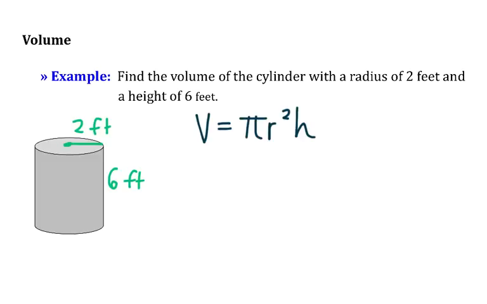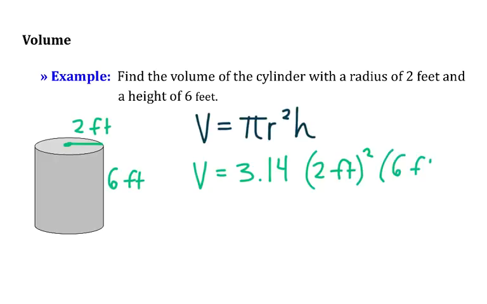So if we plug in these values into our formula for volume in general, remembering that pi can be approximated by 3.14, and the radius of 2 feet is squared, and the height is 6 feet. Again, just cleaning up my numbers, 3.14 times 2 squared times 6 is going to be 75.36. So our volume will be about 75.36 feet cubed.